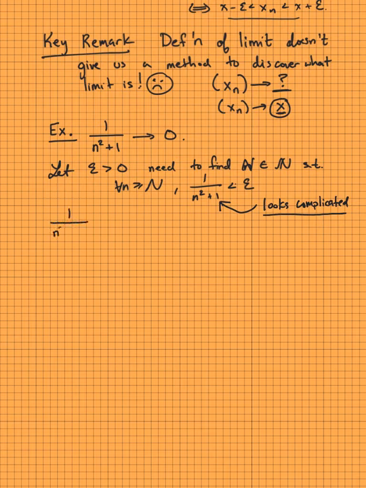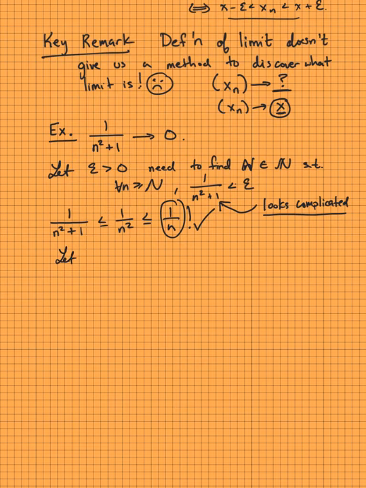Because 1 over n squared plus 1 is less than or equal to 1 over n squared, because the denominator is now smaller, and this is less than 1 over n, since again the denominator is smaller. And that's good, right? Because this we know what to do with, okay?